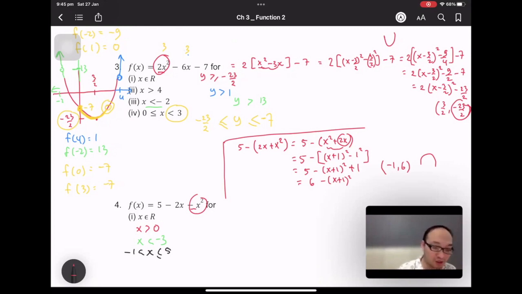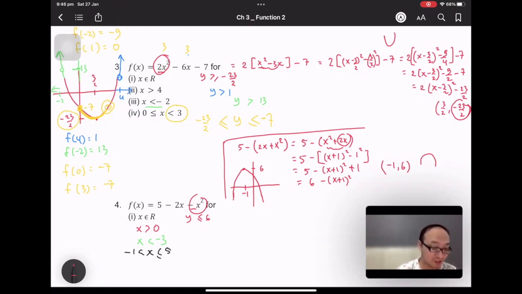So the drawing will be like this, -1 and 6. So -1, 6, and this is an M shape. So for x an element of real numbers, the maximum will be 6. The minimum is -infinity. So y is smaller than or equal to 6. That's for the first one.